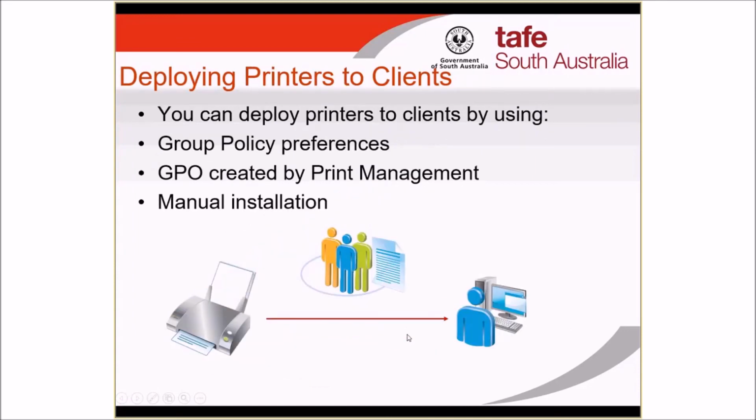Deploying printers to clients. You can deploy printers to clients by using group policy preferences. And when you do the 4AWS subject, we'll learn all about group policies and how to deploy printers. It's fairly easy. Once you share a printer, you just have to connect to that printer, and based on your permissions, you have a level of access. And obviously you can manually install.